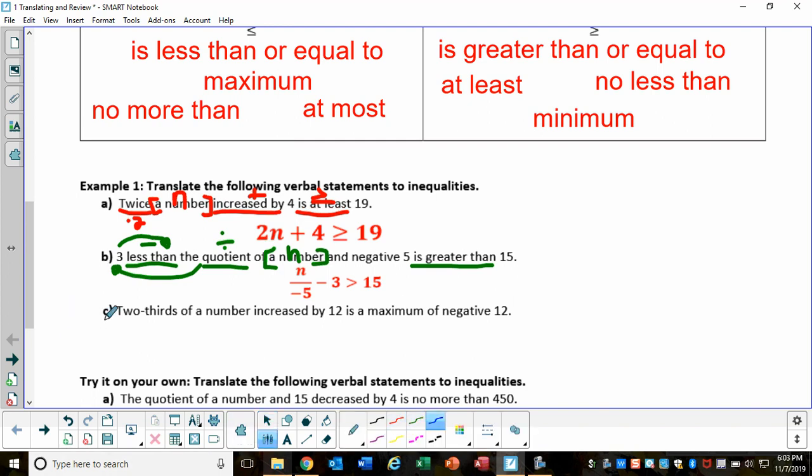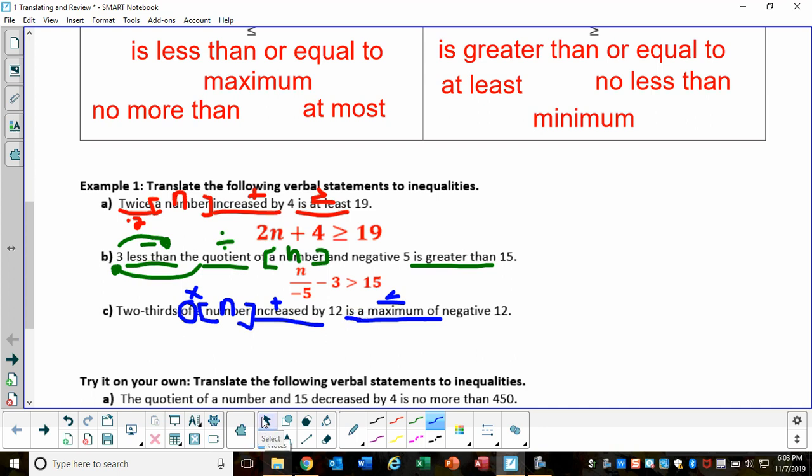Next one, we've got 2/3 of, okay, so "of" means to multiply, a number, okay, and I'm going to use n still, increased by, which means to add, 12, is a maximum, okay, and maximum means less than or equal to, it's one of our words, of -12. This whole thing is telling me it's less than or equal to.